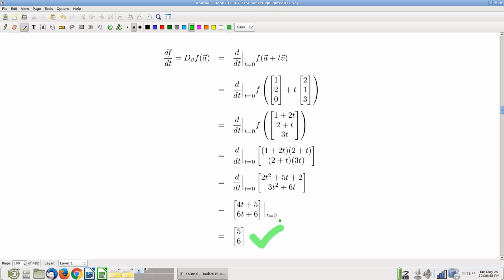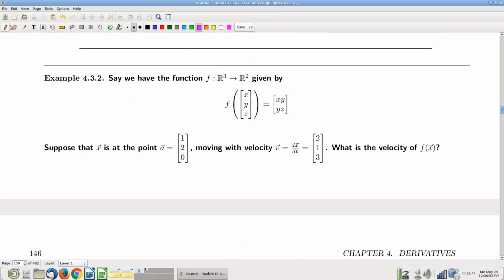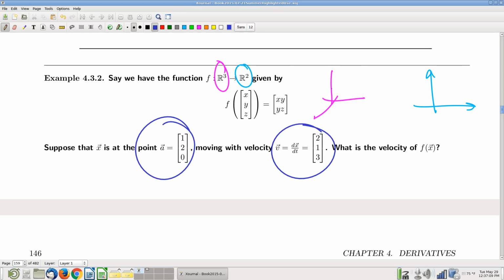Okay, now let's summarize. What does that mean? Coming back up here to the statement of the question, we have a function from R3 to R2. Here's our R3, and here's our R2. We were given that we were starting at this point and moving with that velocity in the domain. So we were at a point like that, moving with some velocity. And we have successfully computed, in the output, its image is at that point and moving with, well, some velocity.